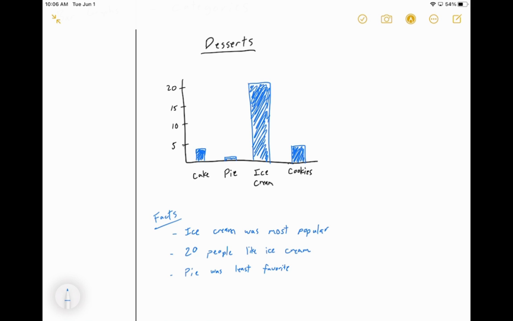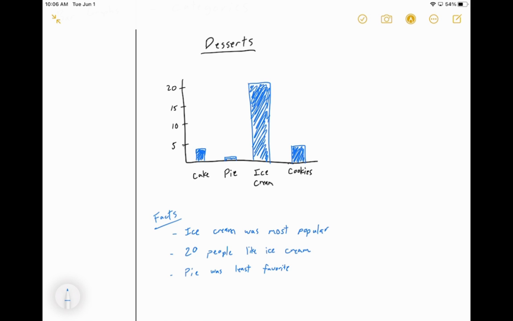If it says how many total people were in the class or took the survey, I could just add them all up, right? 3 plus 1 plus 20 plus 5. I could add that up and see how many people took the survey. So there are a lot of different things that you could say just from looking at this one simple graph.